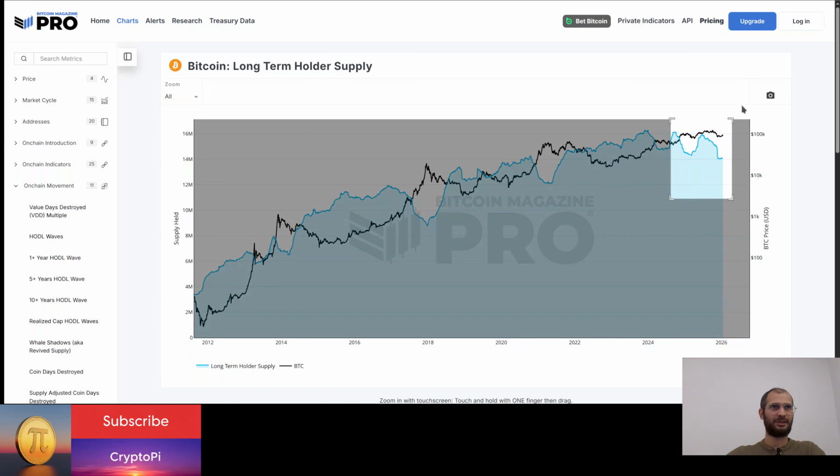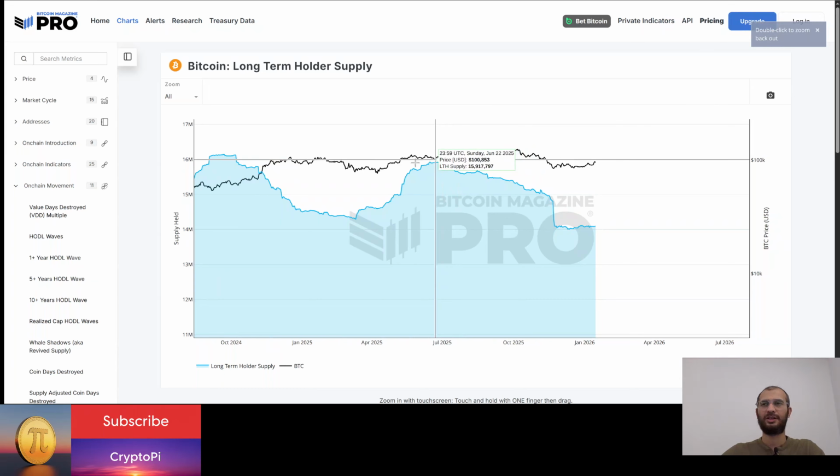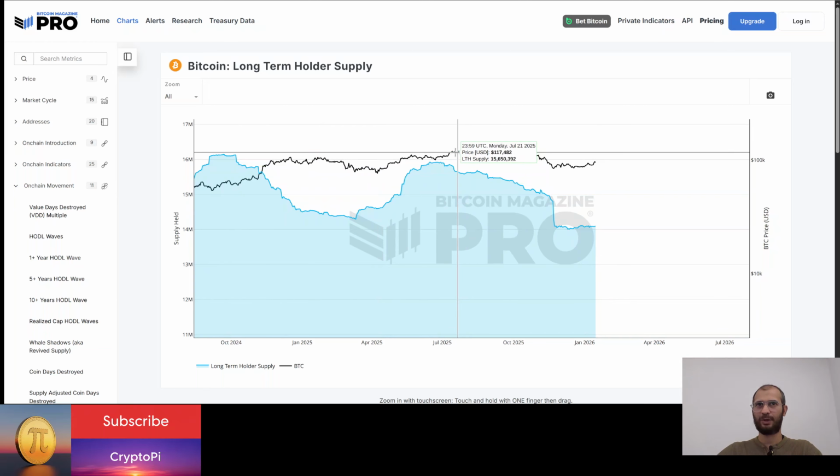Okay, how do I zoom in? Yeah, maybe like this. So distribution already began at this point. We saw again an accumulation, and here the distribution started again. If we see the level, this was a bit more than 16 million, and this was almost 15 million, something very, very close to 16 million. But here the price was higher than the price here. So the distribution is already happening from this level to this level.